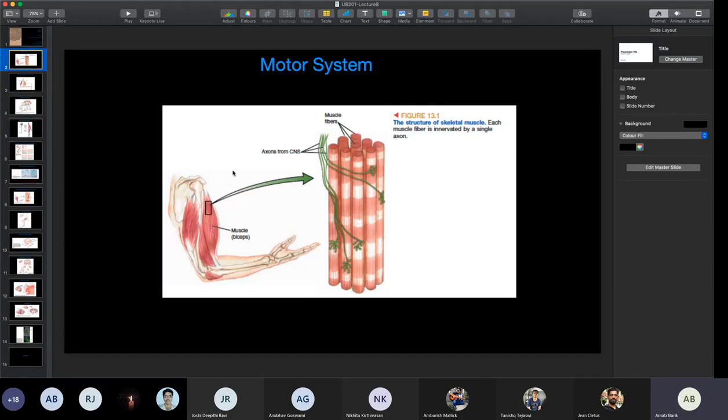The muscles control movements by being attached to the bones. They control the structure of the bones, and bones are not directly innervated by the motor neurons, but the muscles are.